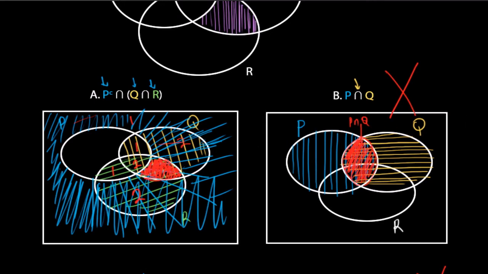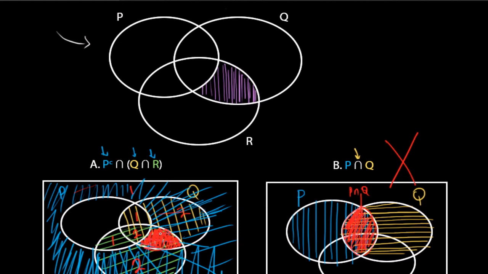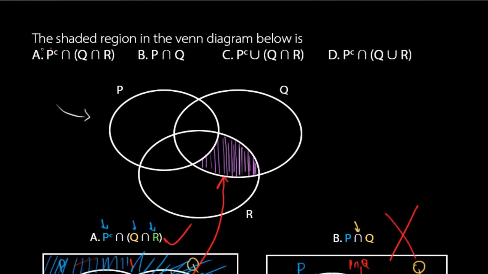So let's check if it tallies with what we're talking about. Yeah, it tallies. You can see when you compare this and this, it tallies. So that tells us that this is going to be the solution of the problem. So the answer is A.